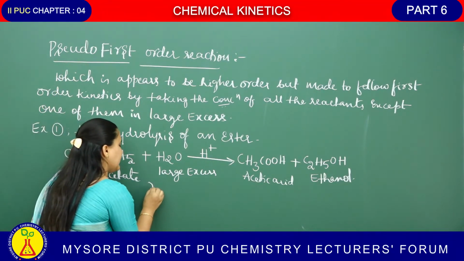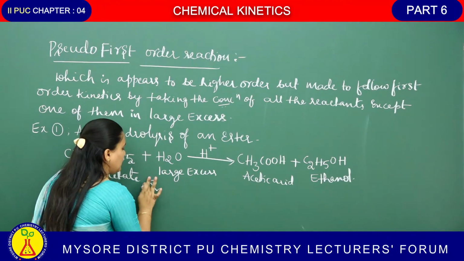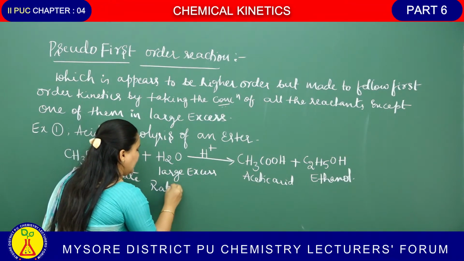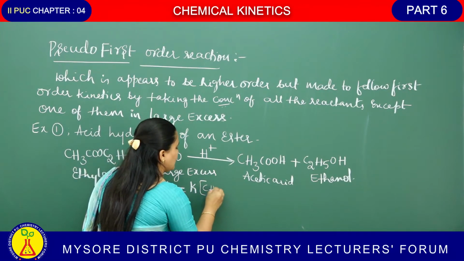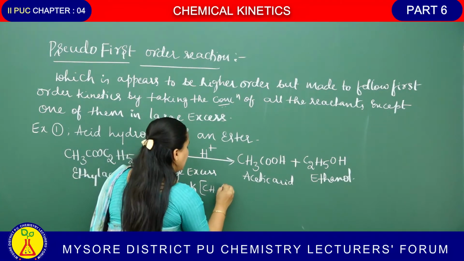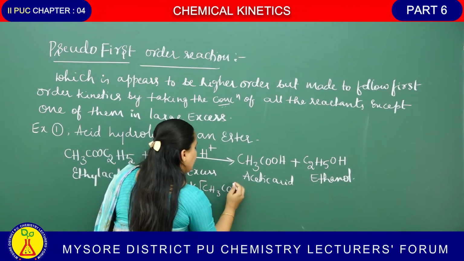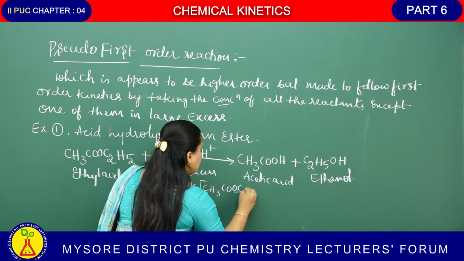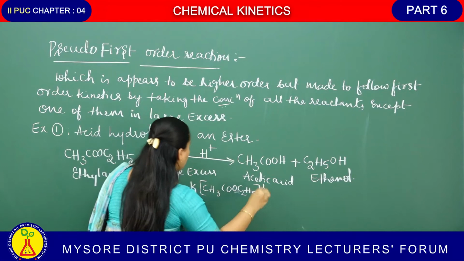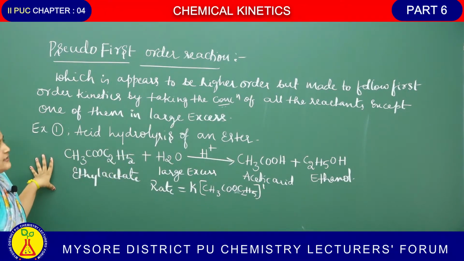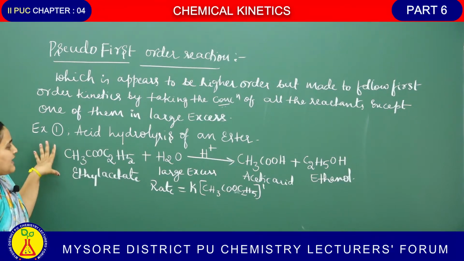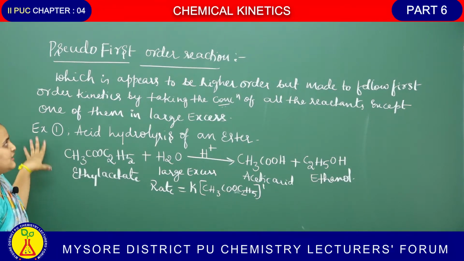How do you express the rate? Rate is equal to rate constant times the molar concentration of ethyl acetate to the power of 1, but independent of the concentration of water. Therefore, it follows which order kinetics? Acid hydrolysis of ethyl acetate follows pseudo first order reaction.